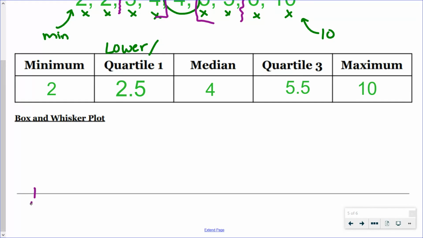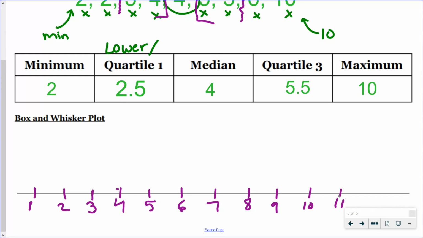So I'm going to plot along the bottom. 1, 2, 3, 4, 5, 6, 7, 8, 9. Your goal is to have your data spread out evenly throughout the bottom, although it's not always easy to do that. So as long as your data sections between each number are pretty similar, it is okay.